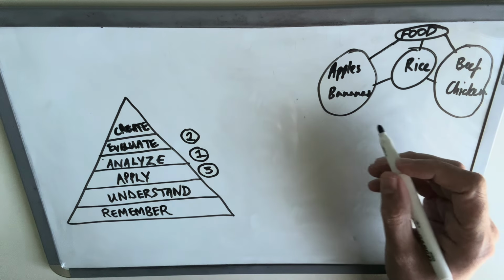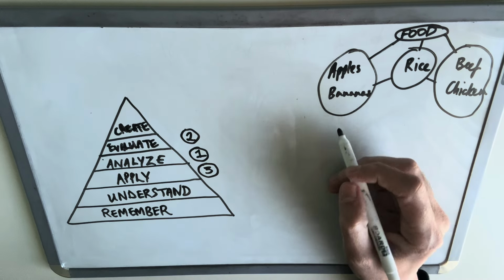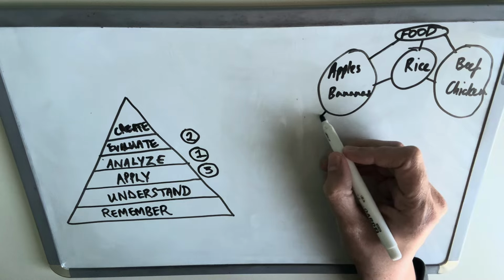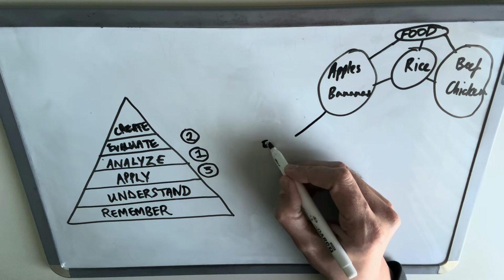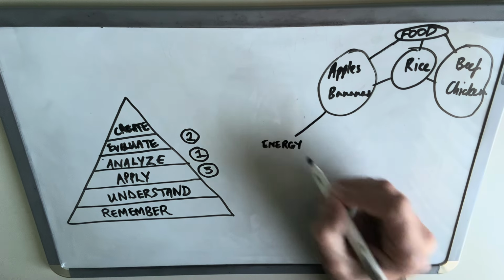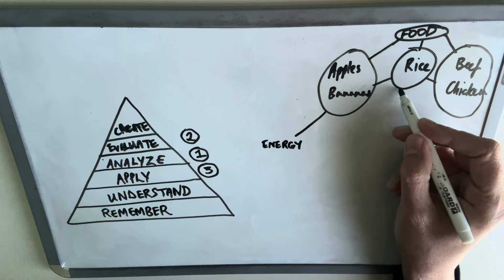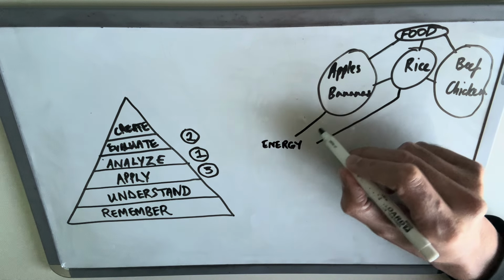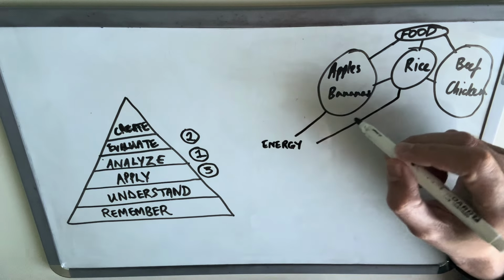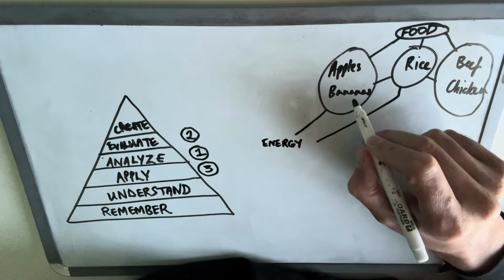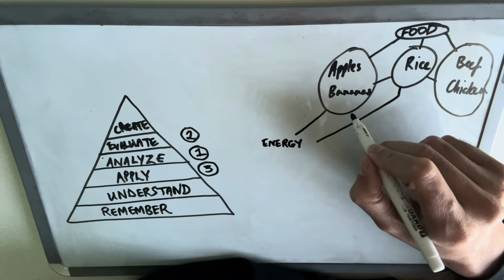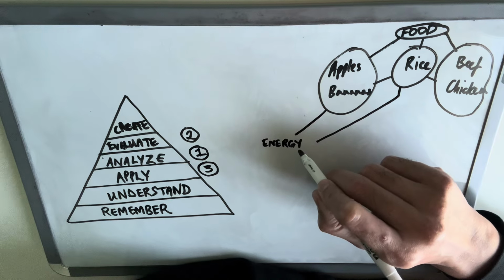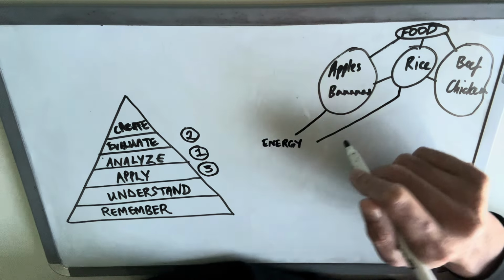Now, when you have groups of food, you can see that they have various effects. For example, apples and bananas can be used for energy requirements, and so can rice. And I'm drawing here an extended line to show the effect of apples and bananas, not just what they are, because of course they fall under the heading of fruit, but what is fruit used for? What's its effect? Its effect is that it gives you energy. And the same goes with rice.